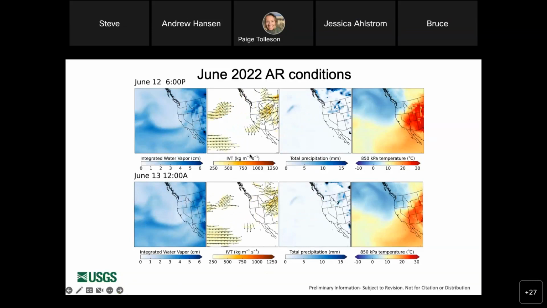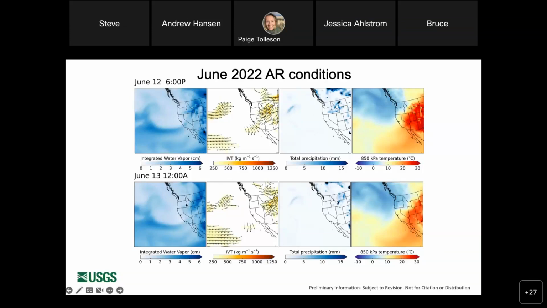Now to the conditions that existed when the precip actually happened in the event on the 12th and 13th. You can see that there's a lot of moisture in the atmosphere here on the 12th. There's still a fair amount of transport going on, and this is the beginning of the heavy rainfall event that occurred under warm conditions that existed at that time.